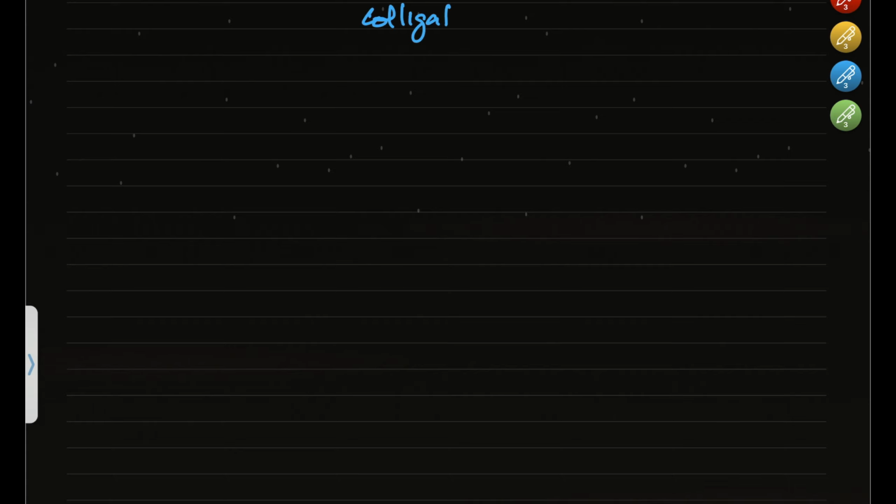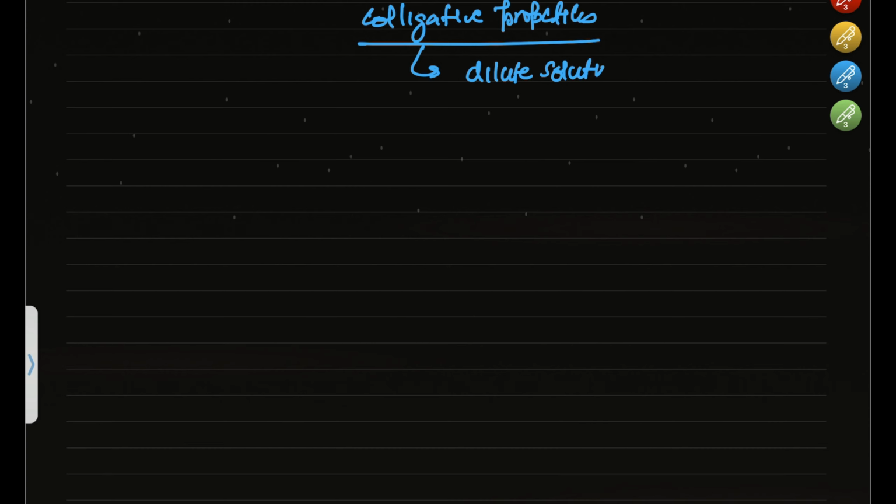We will study the colligative properties in dilute solution containing a non-volatile solute. A dilute solution containing a non-volatile solute. तो हम कॉलिगेटिव प्रॉपर्टीज डाइल्यूट सॉल्यूशन के लिए पढ़ेंगे, ऐसा डाइल्यूट सॉल्यूशन जो नॉन वोलेटाइल सॉल्यूट उसमें डिसॉल्व हो.